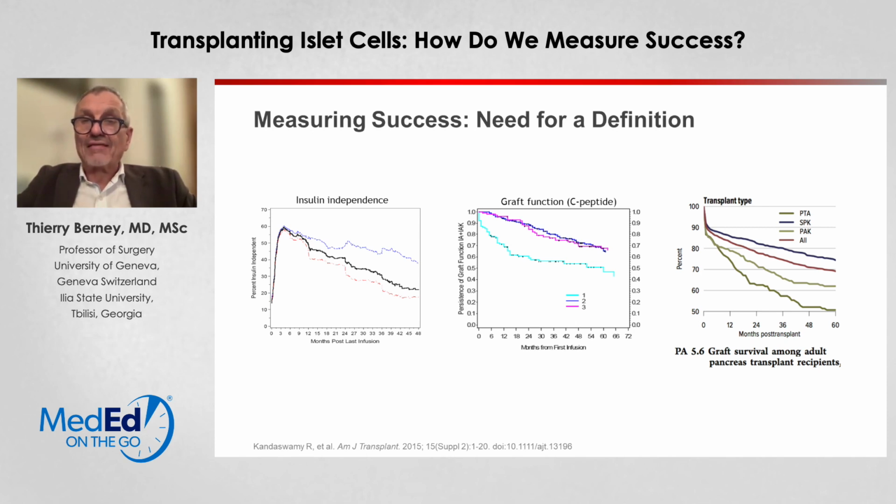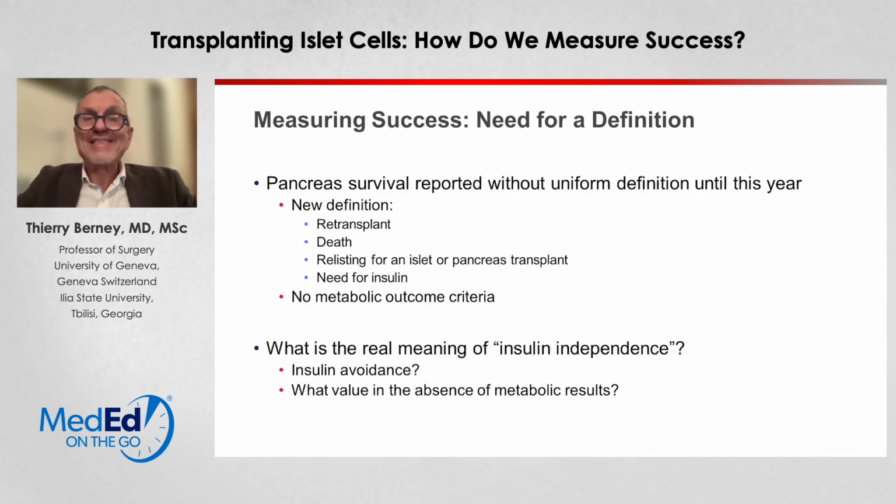On the right-hand side, you see that pancreas transplantation has been reported in terms of outcomes only as survival of the graft, and survival of the graft was defined more or less as patients being on or off insulin. So what can we say about that? Pancreas survival was reported without a uniform definition until the year 2022, where a new definition was decided, and graft loss was defined as either the need for a retransplant, death of the patient, relisting for either an islet or a pancreas transplant, or need for insulin. And there is no metabolic outcome criteria in the definition of success or function of the pancreas graft.